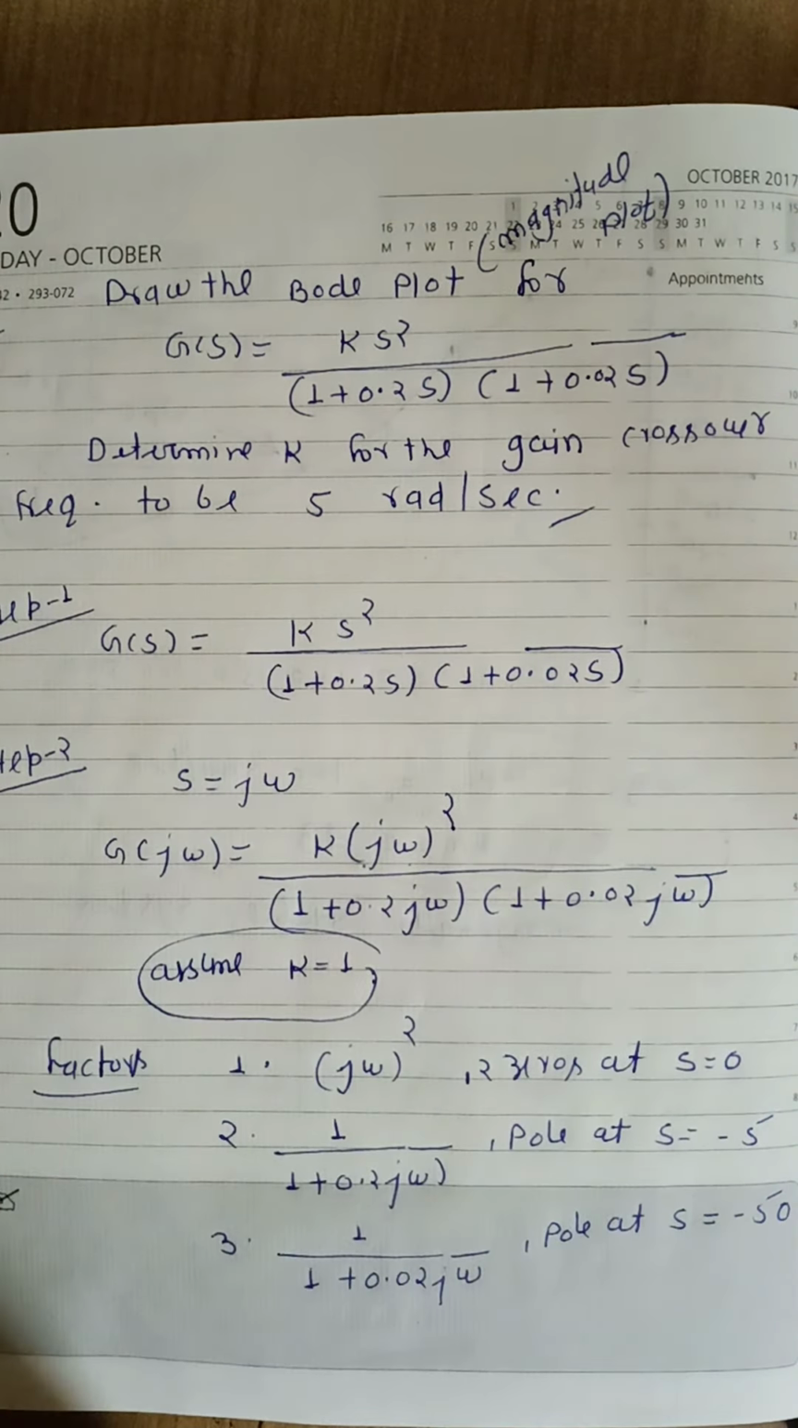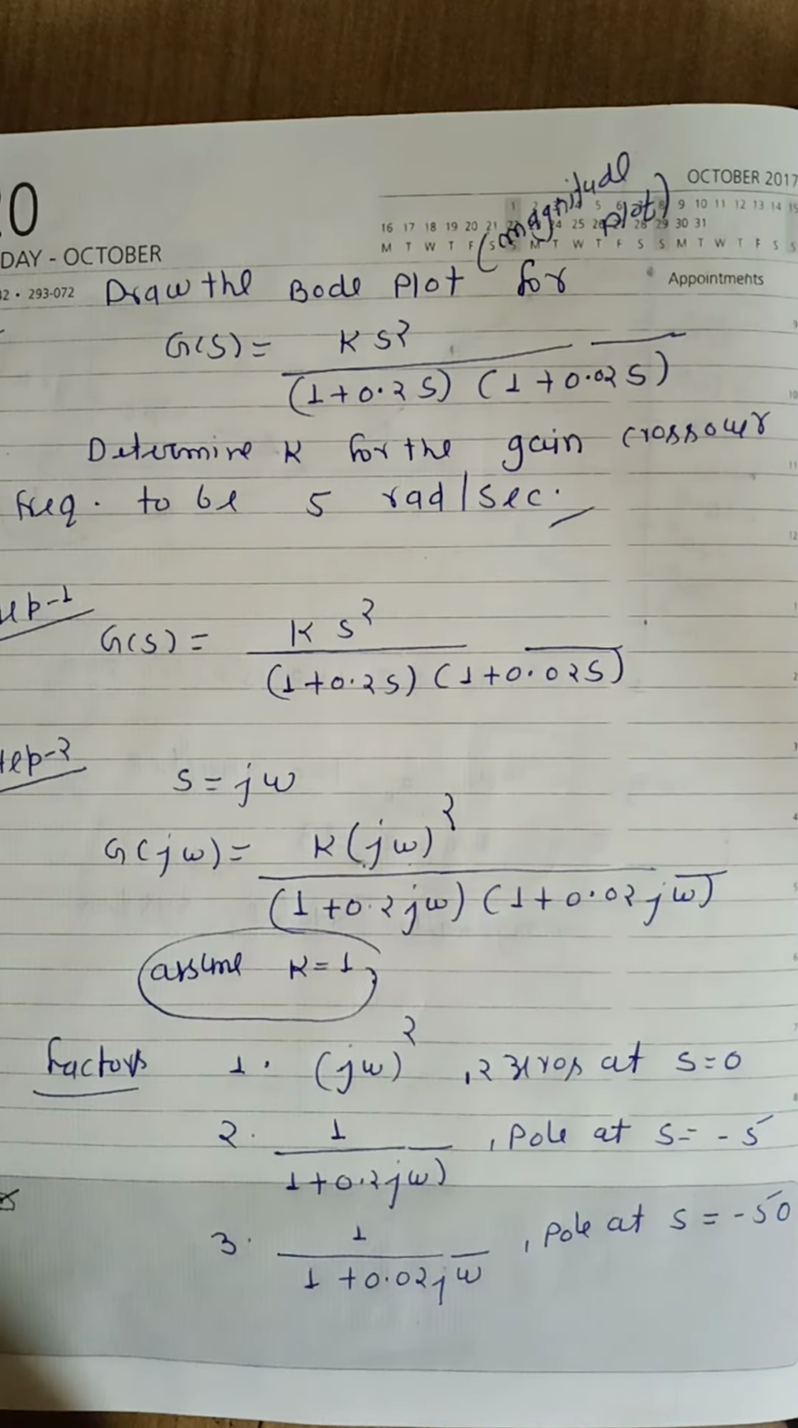Now in the second step, we will calculate the equivalent sinusoidal transfer function by putting s equal to j omega. So we have G of j omega equal to K (j omega) power 2 divided by (1 plus 0.2 j omega)(1 plus 0.02 j omega). So to draw the magnitude plot, we will assume that K equal to 1.